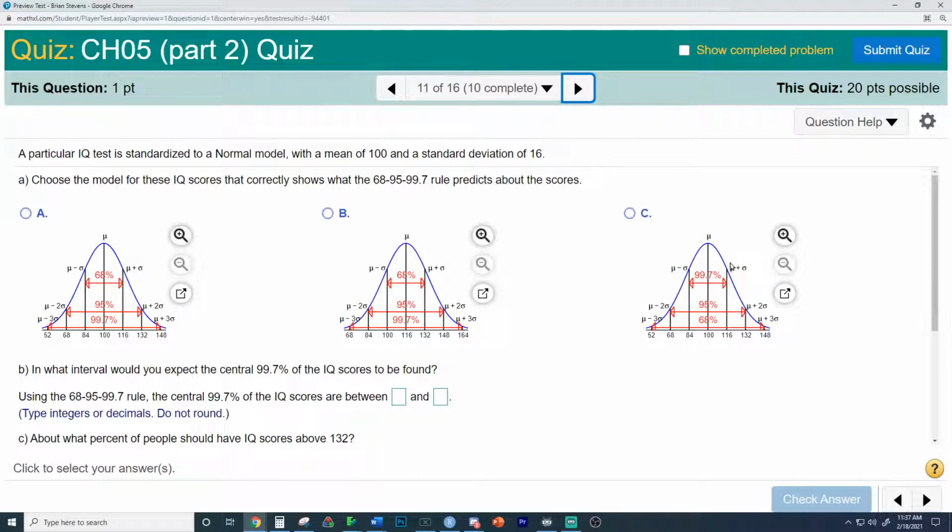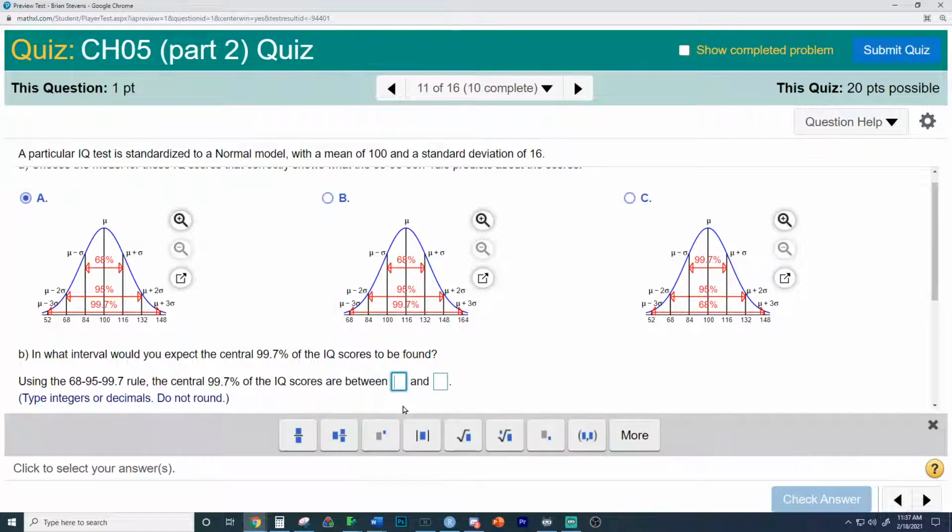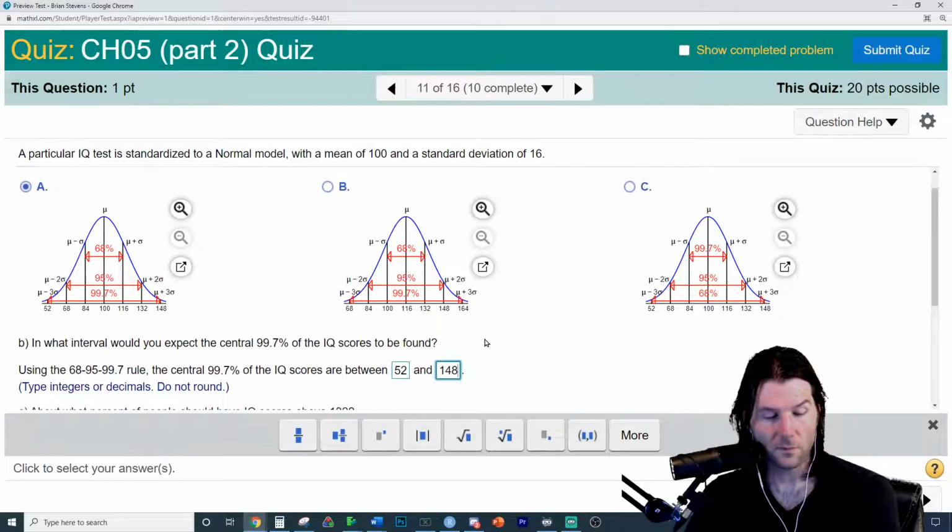33 minutes. So 68, 95, 99.7, 68, 95, 99.7. This one's wrong. These two are right. 100 is the center. That's the right curve. So the middle 99.7 is plus or minus 3 z-scores, as we can see. So that's going to be between 52 and 148. There we go with those.